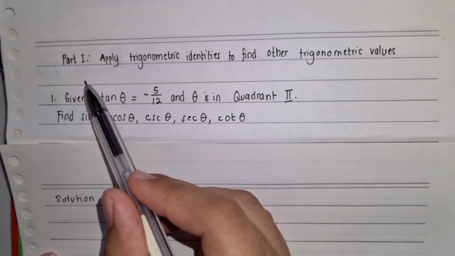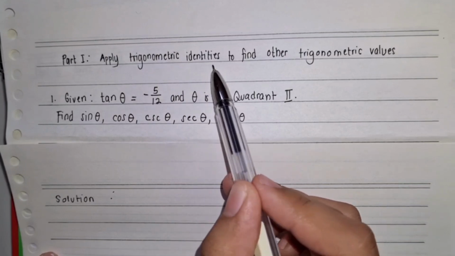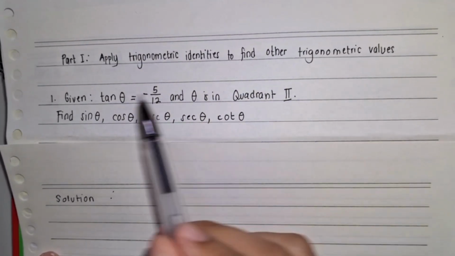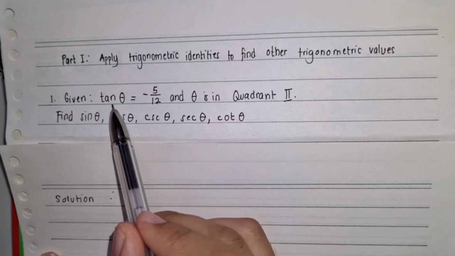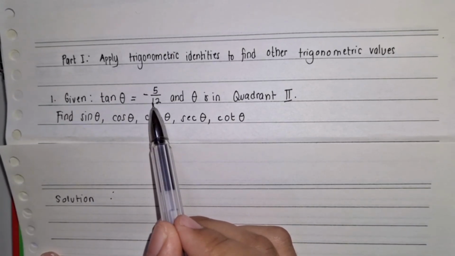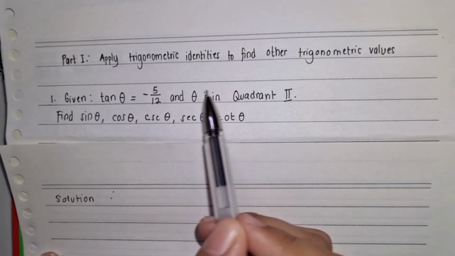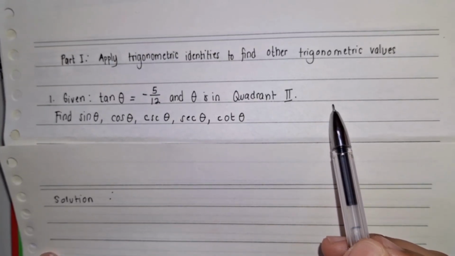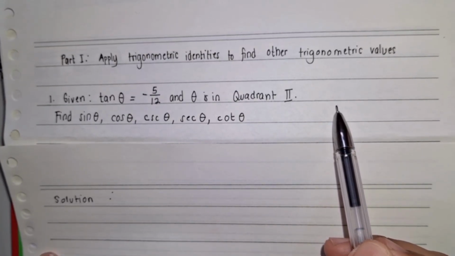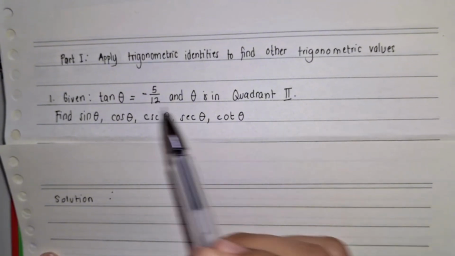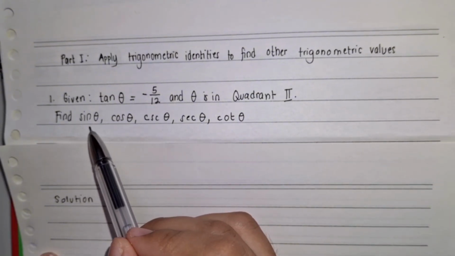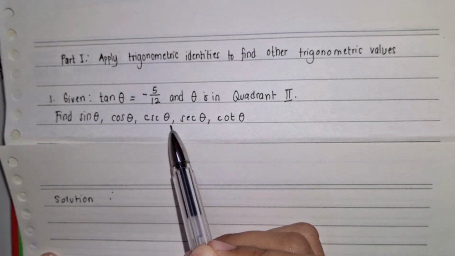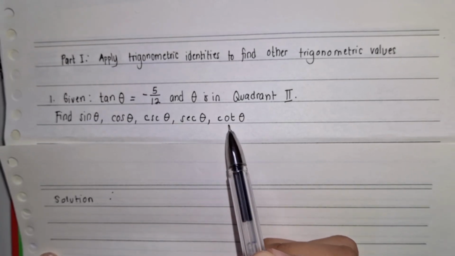For part 1, apply trigonometric identities to find other trigonometric values. So for number 1, we have the given tan theta is equal to negative 5 over 12 and theta is in quadrant 2, meaning that sine is positive and cos would be negative. What we have to find are sine theta, cos theta, cosecant theta, sec theta, and cot theta.